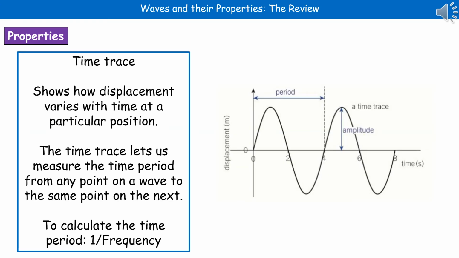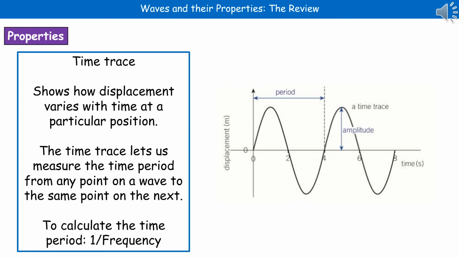So if we look at the time trace first of all, I've given you an example on the right hand side there. Now, as with most graphs, the first thing we need to do is have a look at the labels on the axes. So we can see displacement on our y-axis in meters, and on our x-axis, in this case, because we're looking at a time trace, it's the time in seconds.